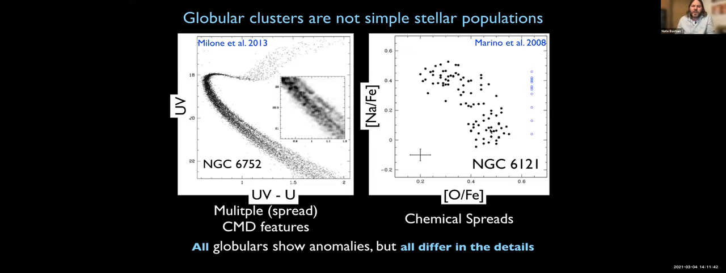What you see is that within the same cluster, we see spreads of these elements, and they're not just unrelated. If you're rich in sodium, you're poor in oxygen and vice versa. So in this case, you have this very nice anti-correlation. So all of the ancient globular clusters that have been studied in detail to date all show these anomalies, but they all differ in the details. So no two clusters are actually the same.